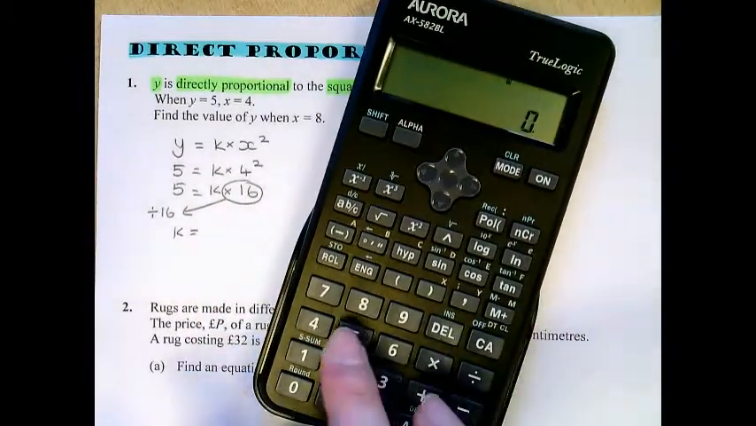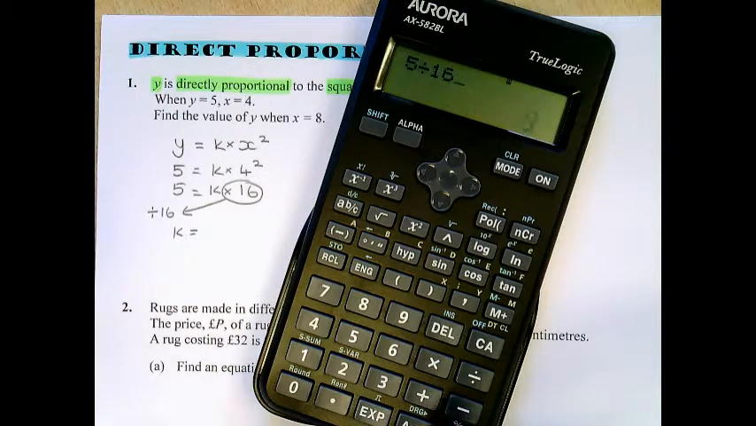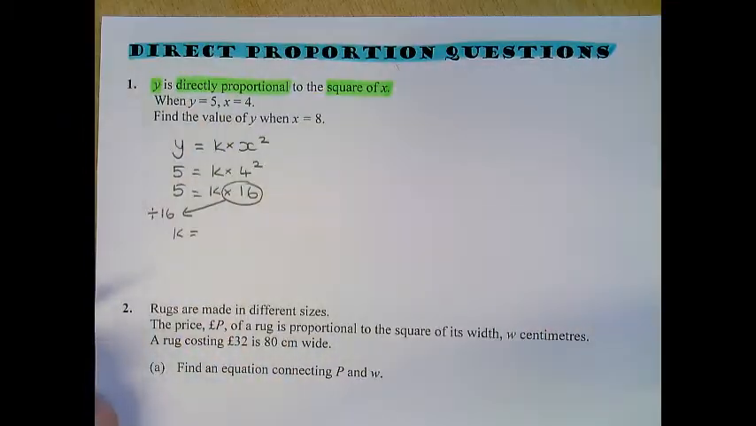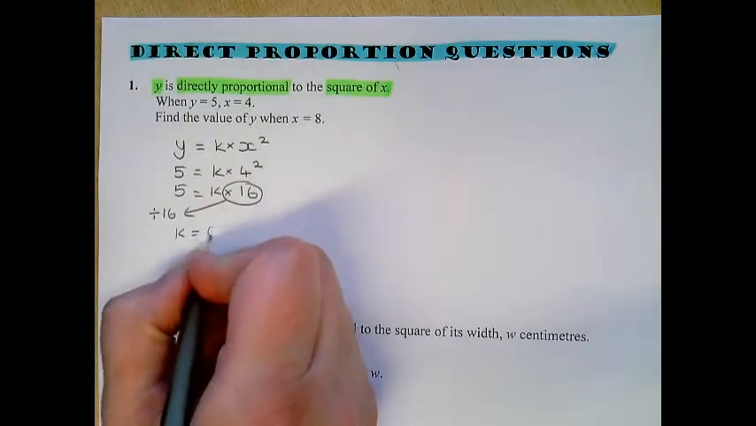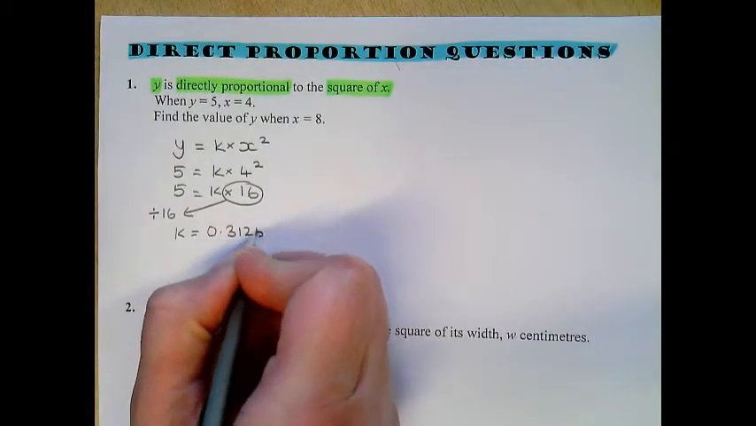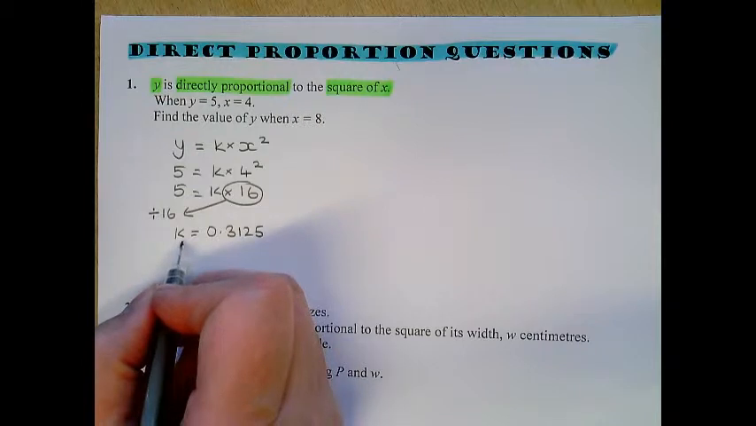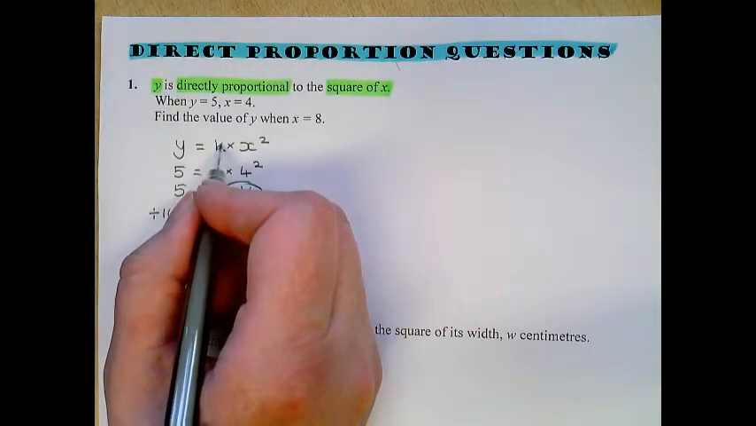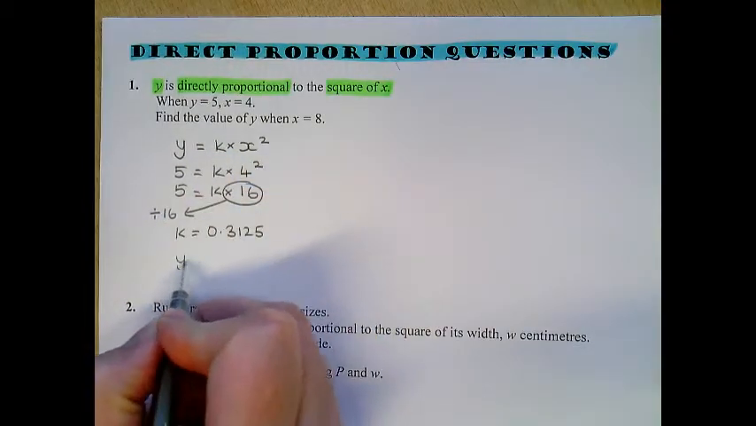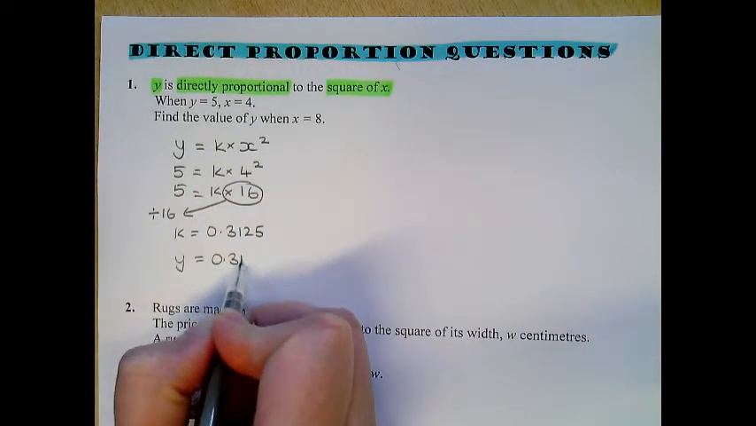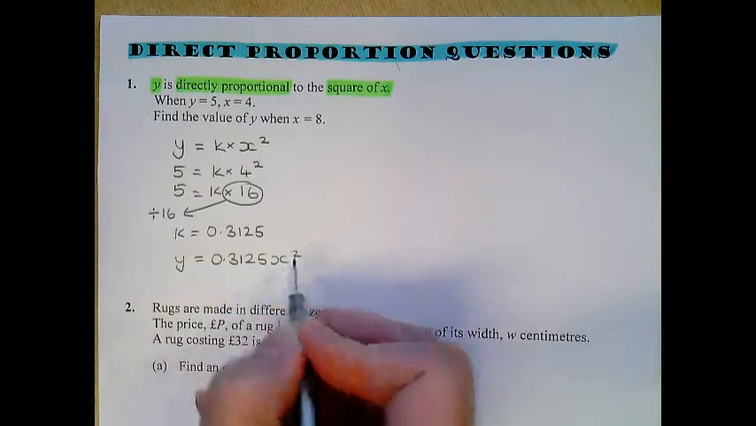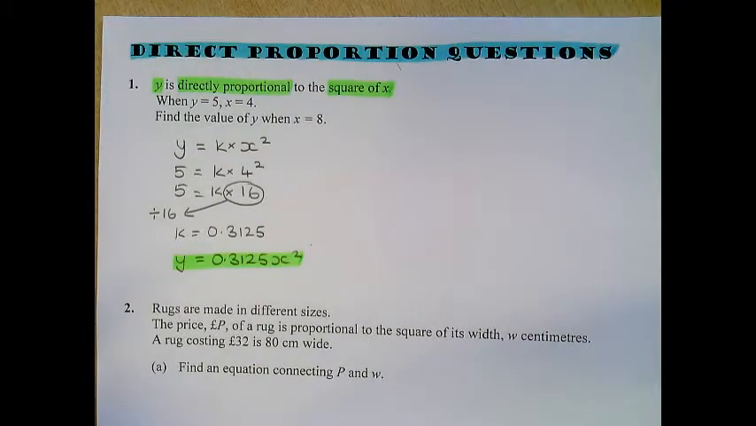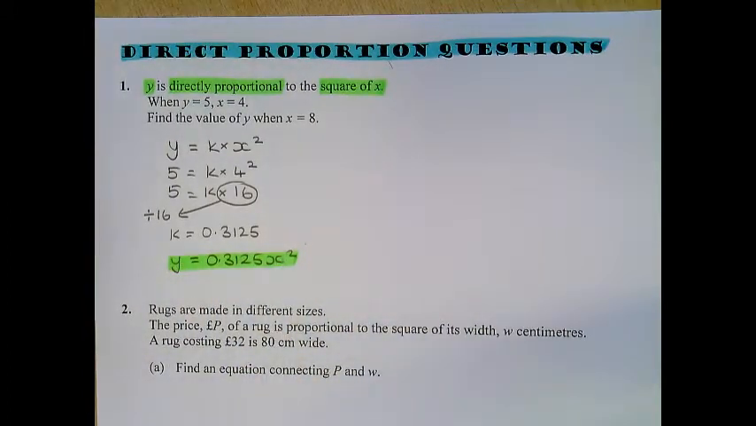So on the calculator then, do 5 divided by 16. So 0.3125 is what k is worth. So 0.3125 is the value of k. And now you put k, that number, back in here and get rid of the letter k now. So y equals 0.3125x squared. And we've now got an equation connecting y and x.